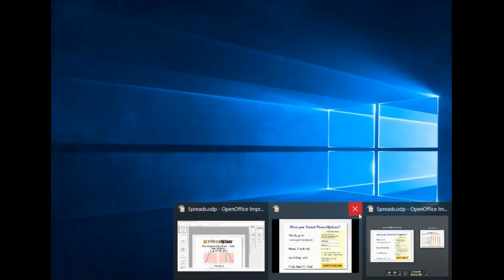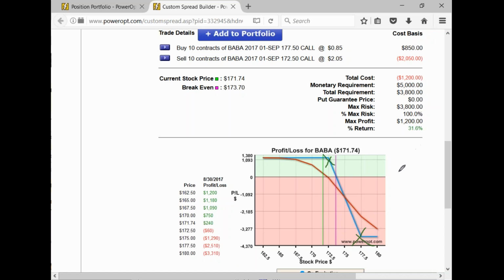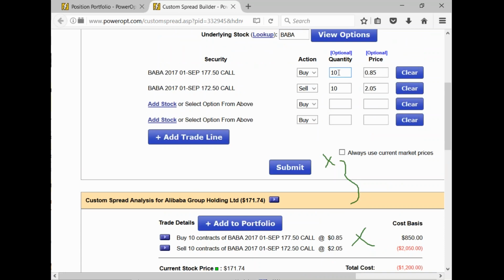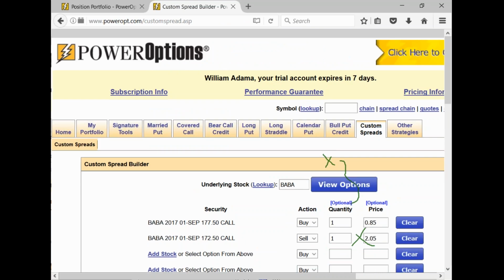There are brokers who allow you to, whoa, sorry folks, my apologies. There are brokers who allow you to put stops on the price. So let me clear this up and just use one contract on this Alibaba spread here as well. Let's take it down to 1 and 1. Okay, so net credit of 120. Excuse me one second.